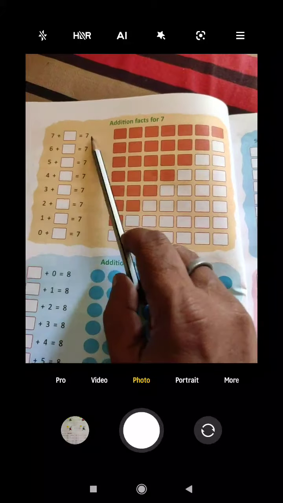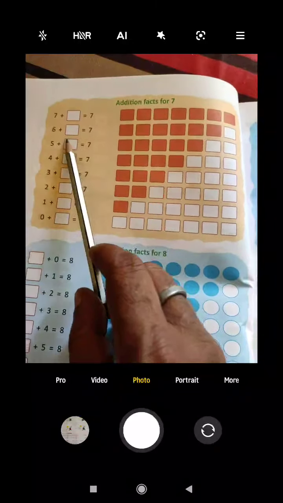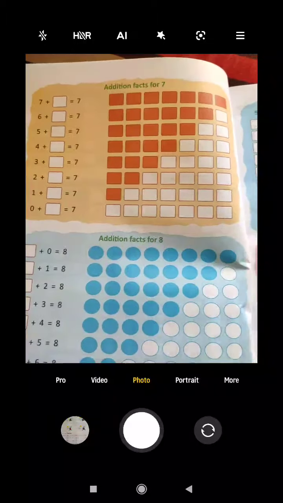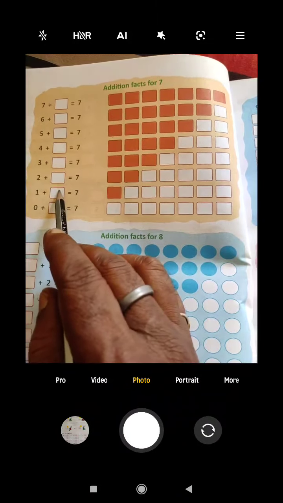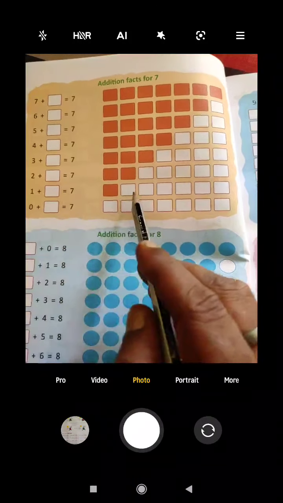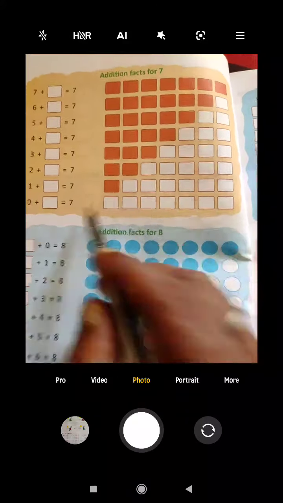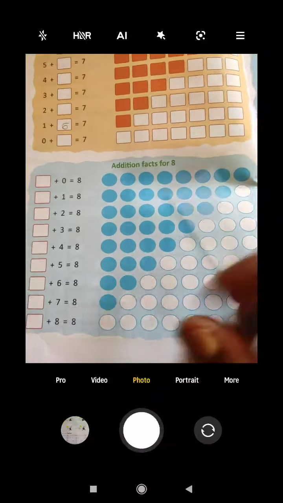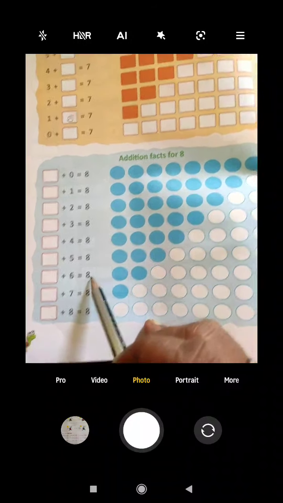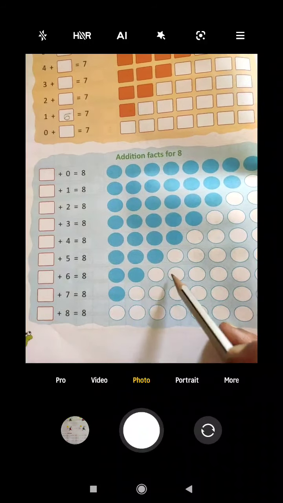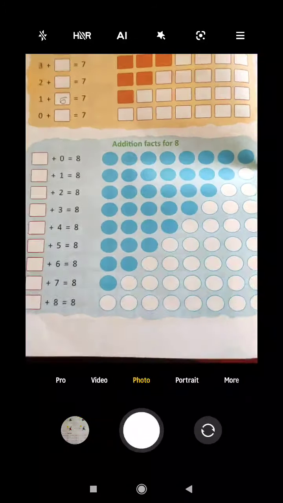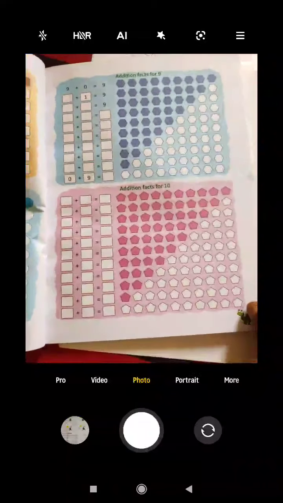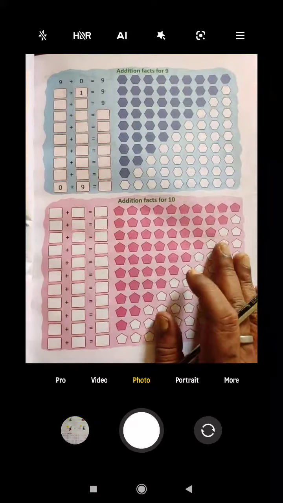Addition facts for 7 is also in the same way. 7 plus 0 equals 7, so here all 7 are in the same color. 6 plus 1 equals 7, so 6 squares are in the same color and 1 is in a different color. You can do all these things on your own. I will do one for you. 1 plus 6 is equal to 7. So 1 is this, and this is 1, 2, 3, 4, 5, 6. So you'll have to write 6 here. For 8 it is also the same. Suppose I take dash plus 6 equals 8. So this is 6, 1, 2, 3, 4, 5, 6. Remaining are 2, 1, 2. So I will write 2 here. Addition facts for 9 and addition facts for 10 are all in the same way.